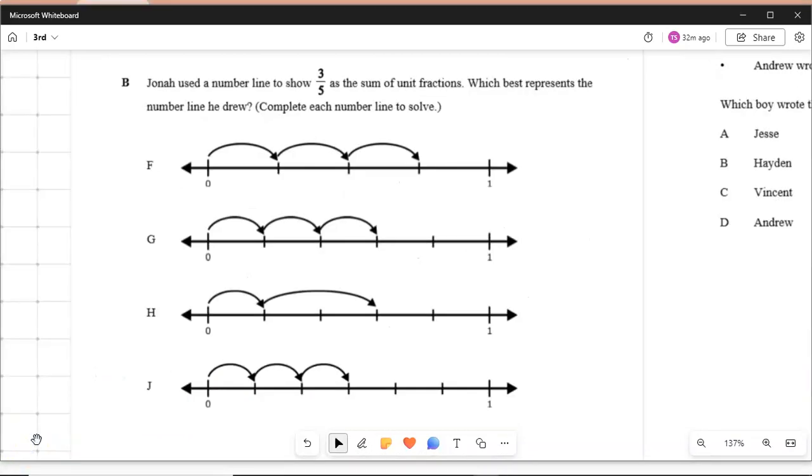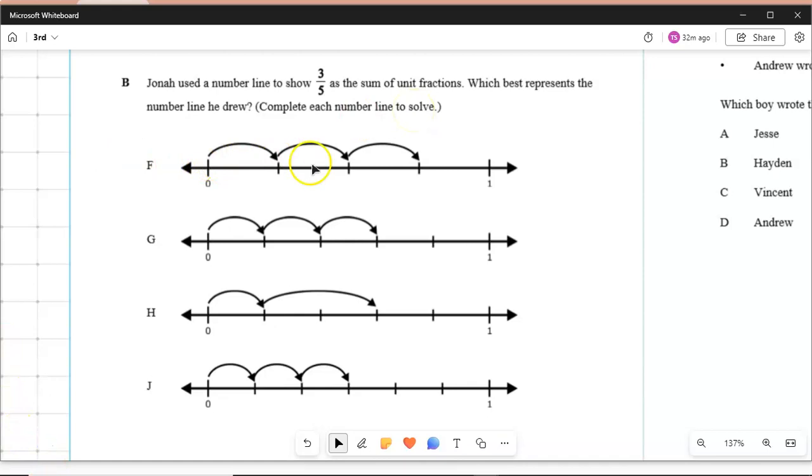Now we're looking at question B. Follow along with me as I read. It says, Jonah used a number line to show 3/5 as a sum of unit fractions. Which best represents the number line he drew? Complete each number line to solve.